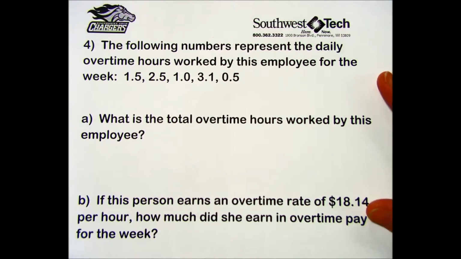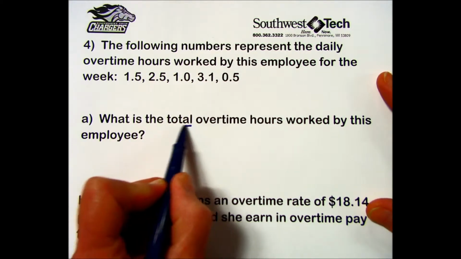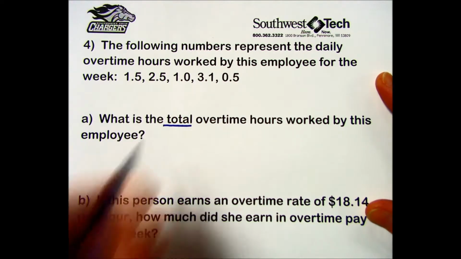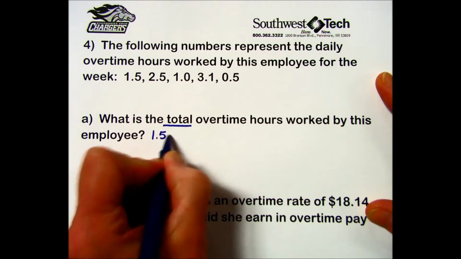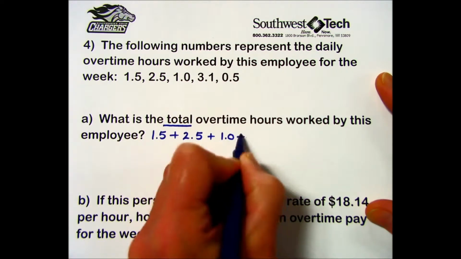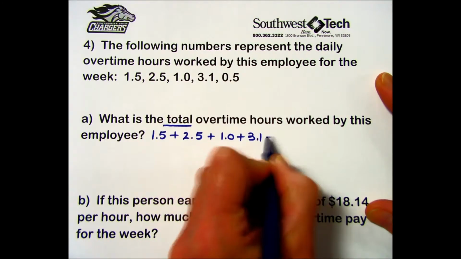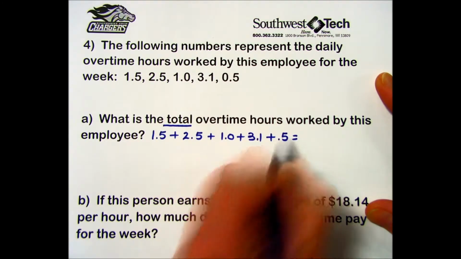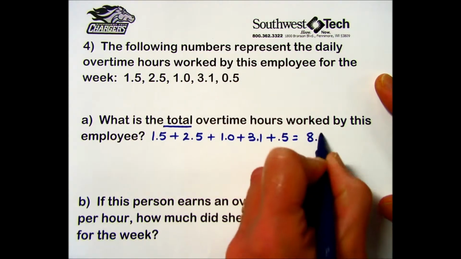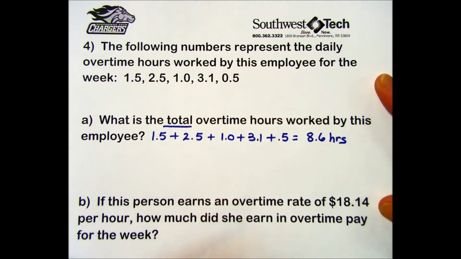The key word here to help us answer this question is total. Total is the result of an addition problem. So what it's asking us to do is to take those hours of overtime listed in the first paragraph of this problem and add them together. When you add these values together, you should end up with 8.6 hours for the total, the result of that addition problem.